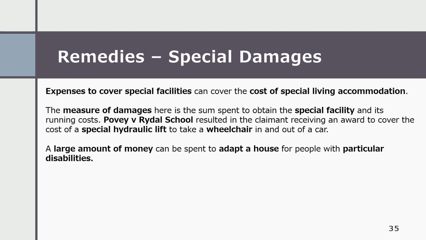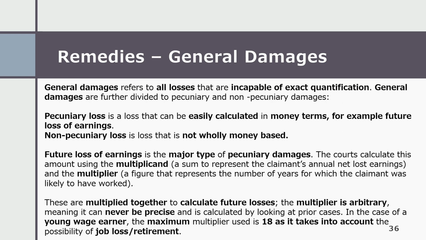So, expenses to cover special facilities can cover the cost of special living accommodation. This is special damages. The measure of damages here is the sum spent to obtain the special facility and its running costs. So, for example, Povey v. Rydal School resulted in the claimant receiving an award to cover the cost of a special hydraulic lift to take a wheelchair in and out of a car. A large amount of money can be spent to adapt a house for people with particular disabilities.